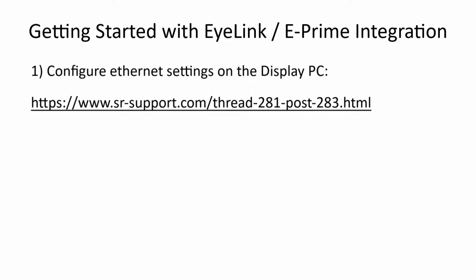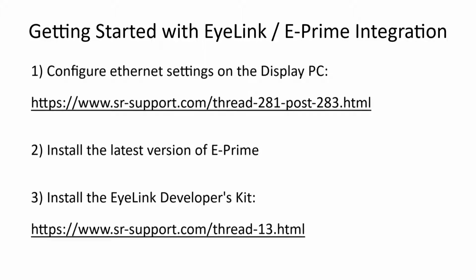In brief, you will first need to make sure that you have configured the Ethernet settings on your display PC to allow communication between it and the host PC. Typically, this involves setting its address to 100.1.1.2 with a subnet mask of 255.255.255.0. Detailed instructions for all operating systems can be found in the user manual and in this thread on our support forum. Next, make sure you have also installed the latest version of ePrime. Finally, download and install the EyeLink Developers Kit from our support forum. The link is below and in the video description.